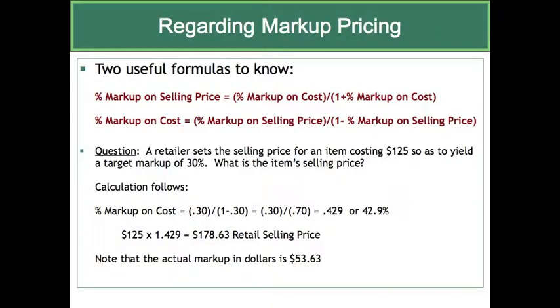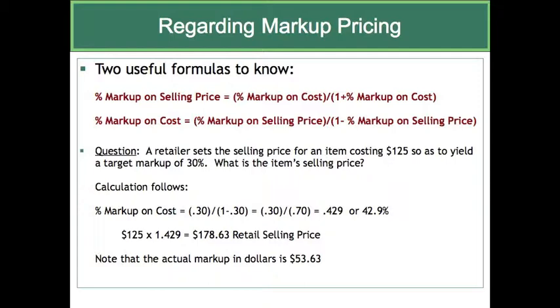Here's an example in the form of a question. Let's assume a retailer sets the selling price for an item costing $125 so as to yield a target markup or margin of 30%. What is the item's selling price? The calculations are shown on this graphic. Again, we're just using the formula at the top of this screen.